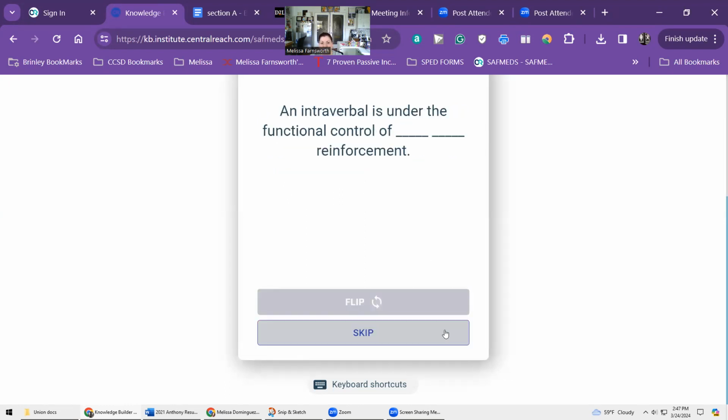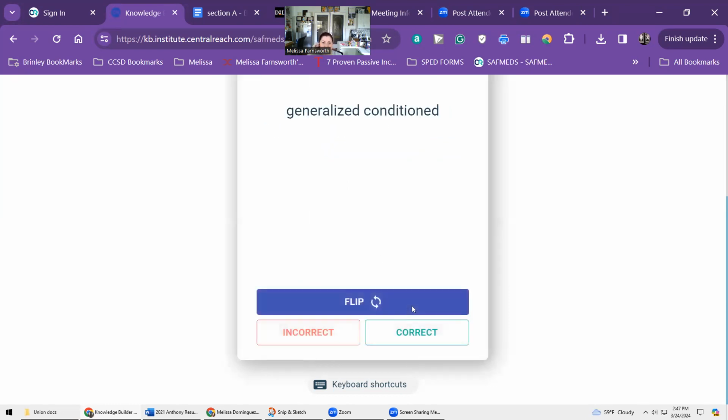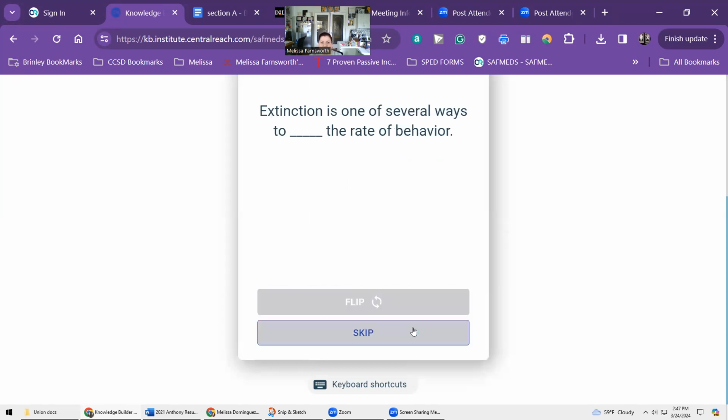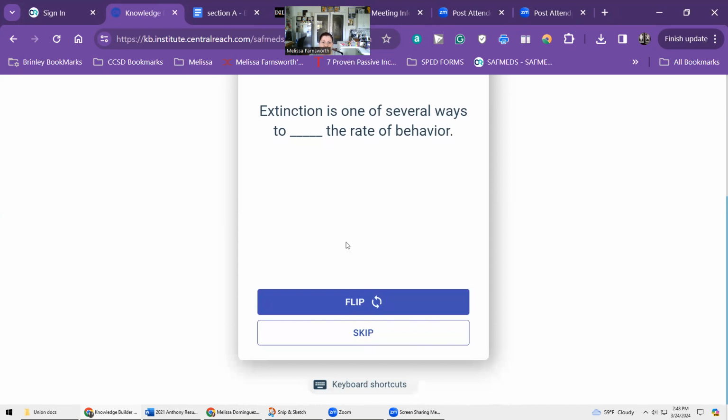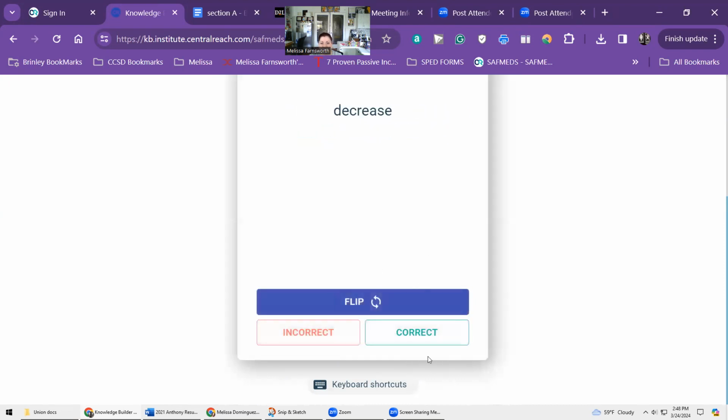An intraverbal is under the functional control of generalized conditioned reinforcement. Extinction is one of several ways to decrease the rate of behavior.